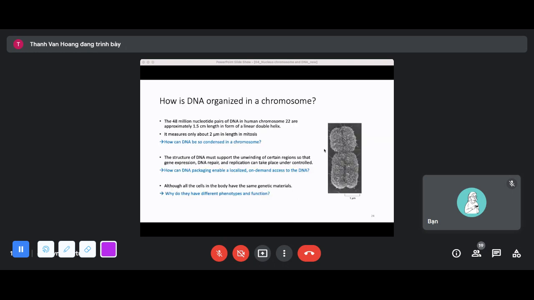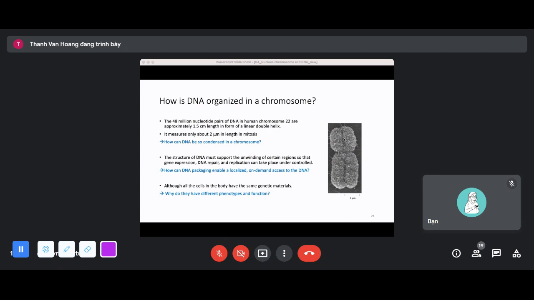So now let's learn about how DNA is organized in a chromosome. For example, chromosome 22 that we learned about. Chromosome 22 has 48 million nucleotide pairs, and in the form of a double helix, it would be 1.5 centimeters in length. But during mitosis, when the DNA condenses, it's just 2 micrometers in length.